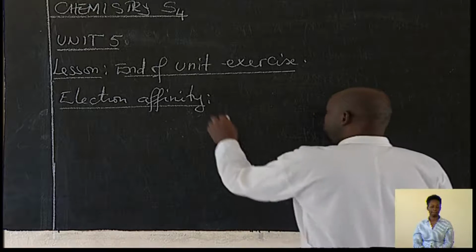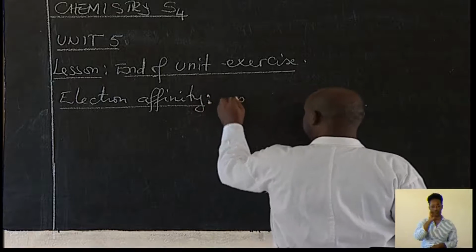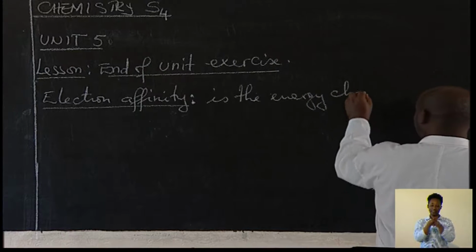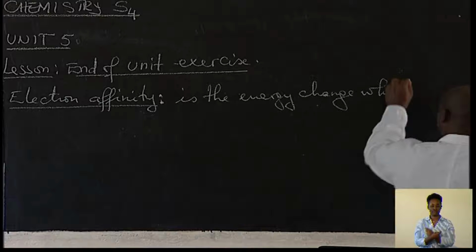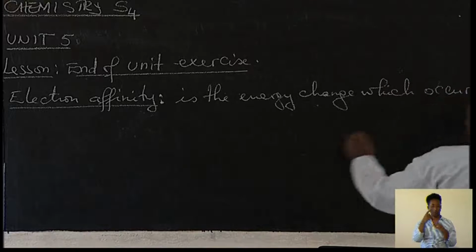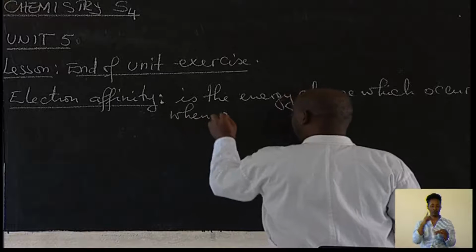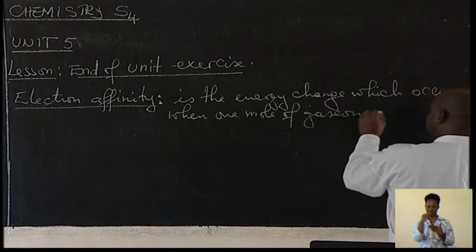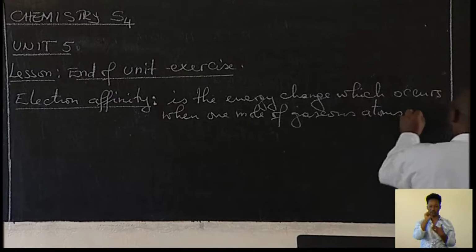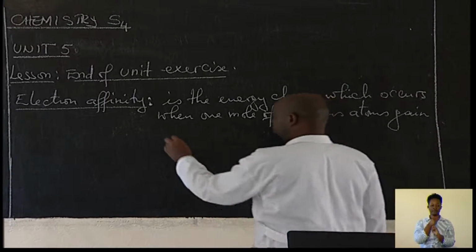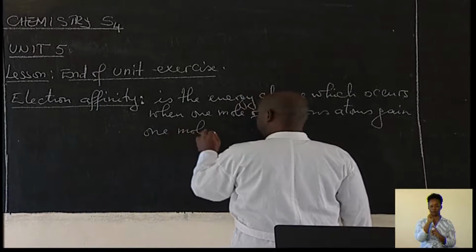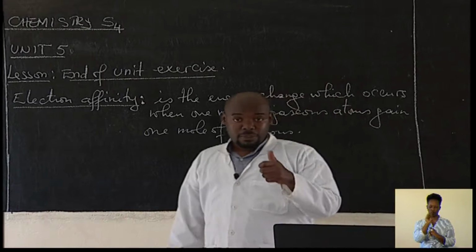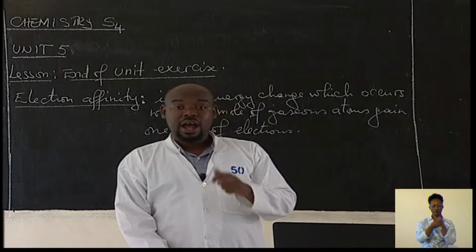Okay? So we have seen that electron affinity is the energy change which occurs when 1 mole of gaseous atoms gain 1 mole of electrons to form negative ions.